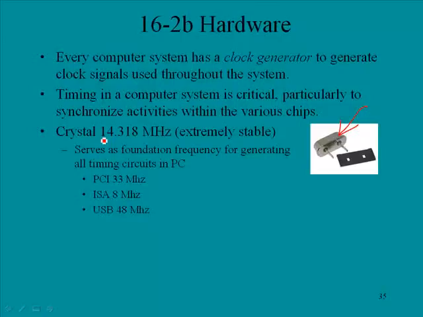The most common crystal is a 14.318 megahertz crystal. And the reason that this particular frequency is chosen is because within the world of crystals, this is an extremely stable frequency. And it serves as the foundation frequency for generating all of the other timing circuits in a PC. So this frequency would be multiplied or divided as necessary, and we would get frequencies like 33 megahertz for the PCI, 8 for the ISA, and 48 megahertz for USB.